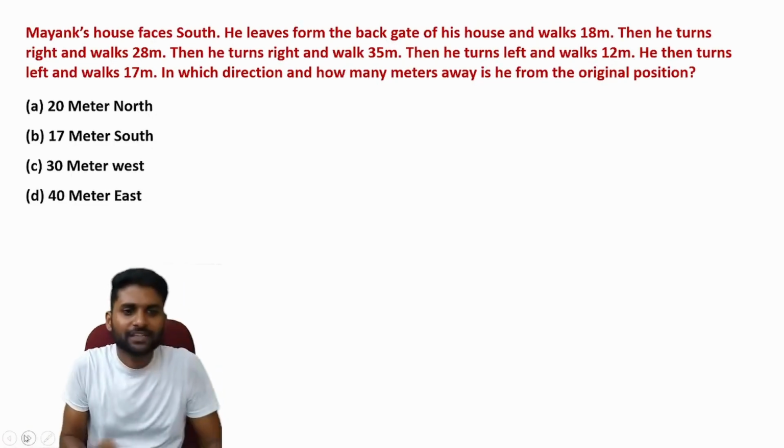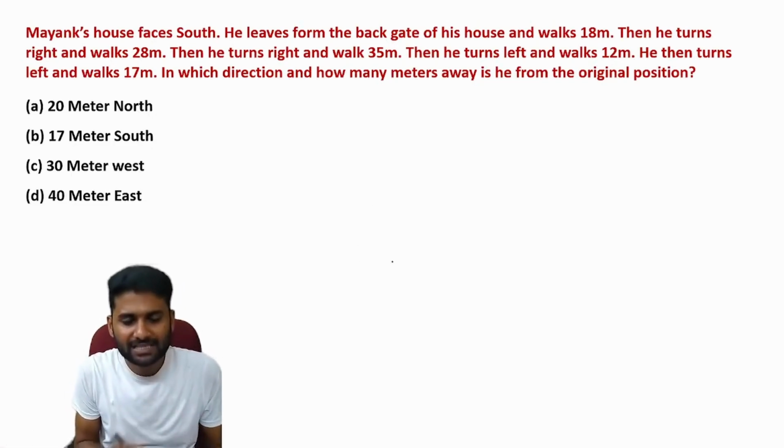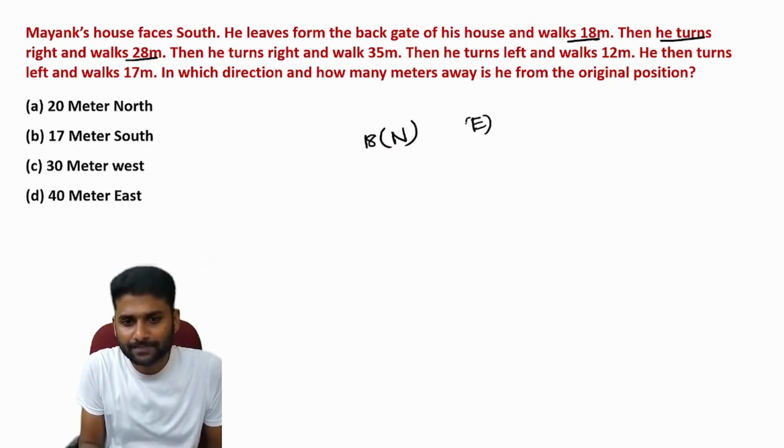See, Mayank's house faces south. He leaves from the back gate. Facing south, moving from the back gate means the person is traveling towards north and walks 18 meters. 18 meters north. And he turns right side. Right side of north means east and covers 28 meters.